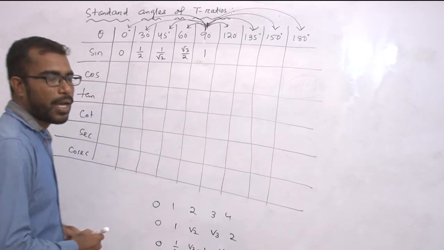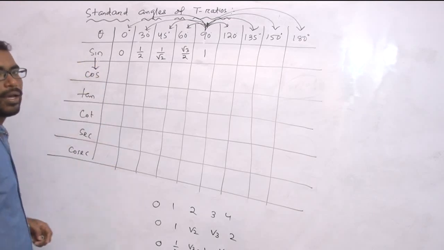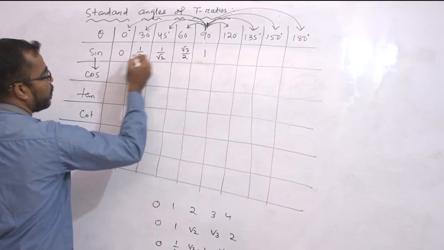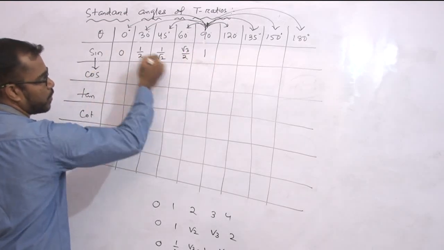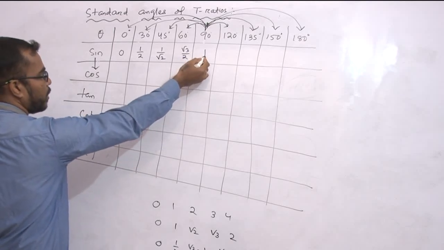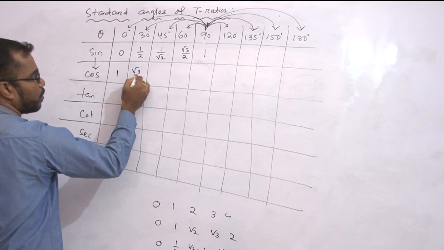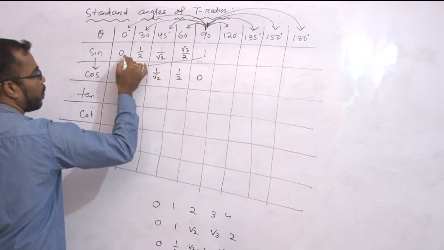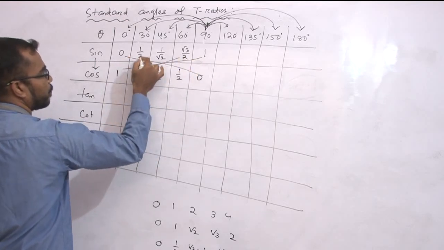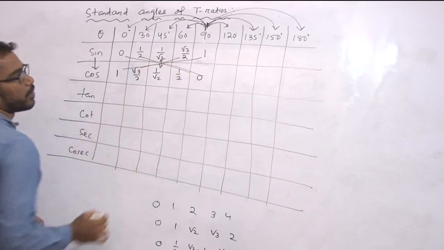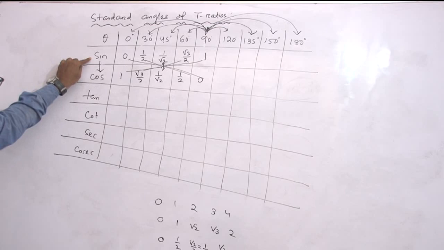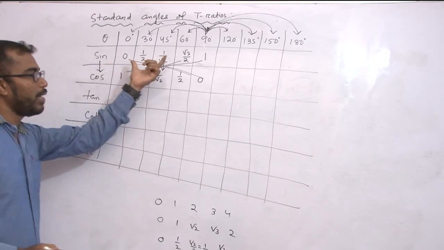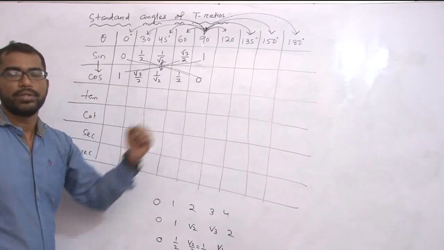As you know the values of sine, you can write the values of cos. The value of cos 0 is the same as sine 90, so it is reversed, a cross arrangement. So the values are 1, root 3 by 2, 1 by root 2, 1 by 2, and 0. If you know the values of sine, then you can write them in the form of cos. Similarly, if you learn only 5 values, you can write all the values.